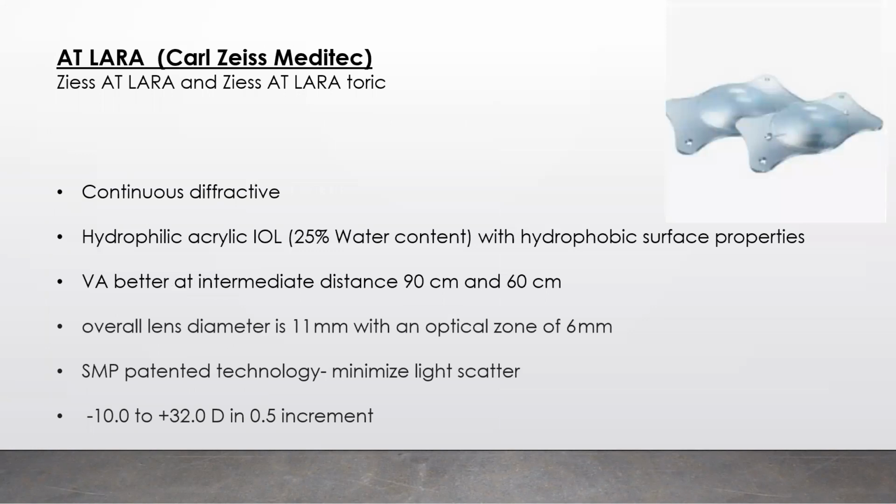The next lens is the Lara lens. This is a Zeiss lens. It comes in a non-toric and a toric form. This is a continuous diffractive principle, hydrophobic acrylic IOL, with 25% water content, so it has hydrophobic surface properties as well. They claim it works better at distances of 90 centimeters and 60 centimeters. The overall lens diameter is around 11 and the optical zone is 6. They have a patented SMP technology which reduces light scatter in particular, and the IOL is available from -10 to +32 diopters in 0.5 diopter increments.